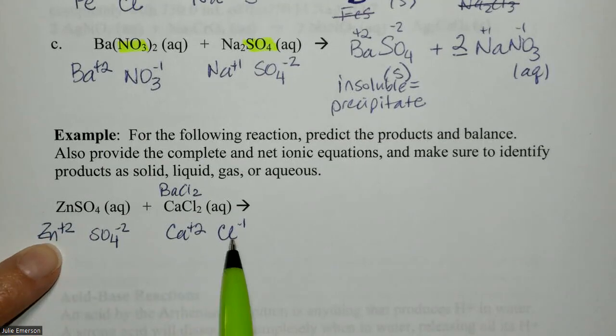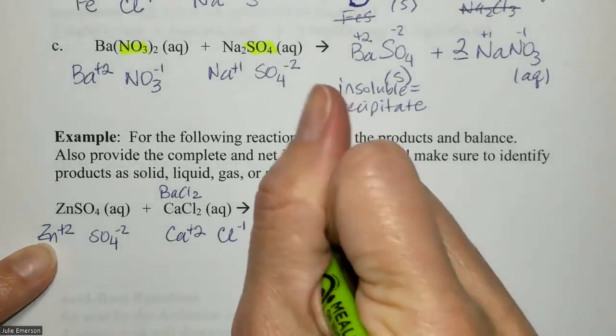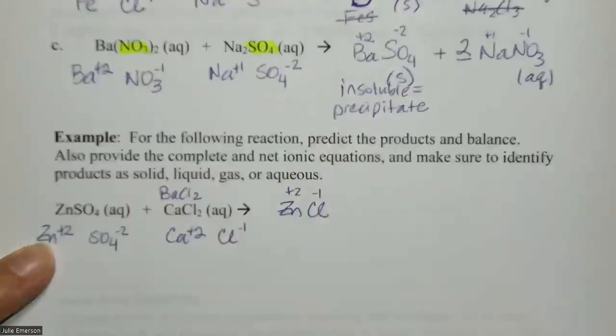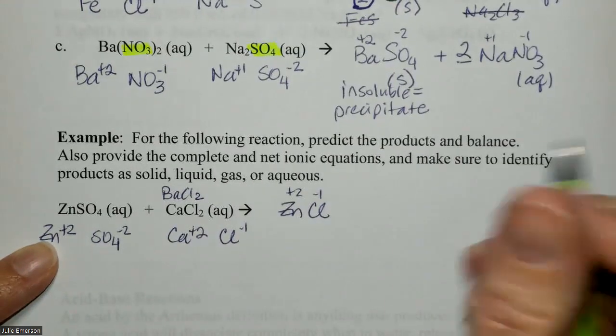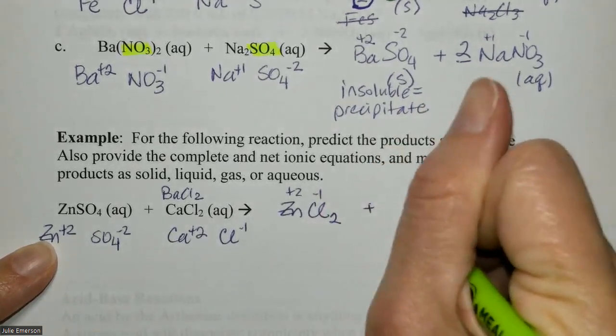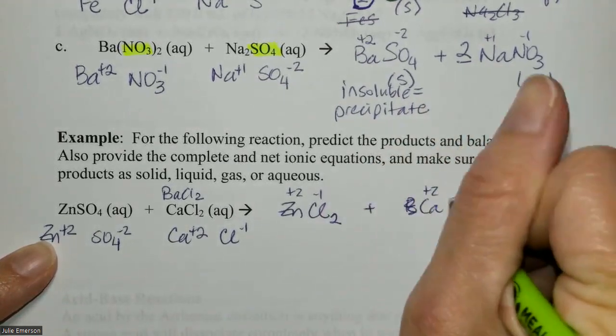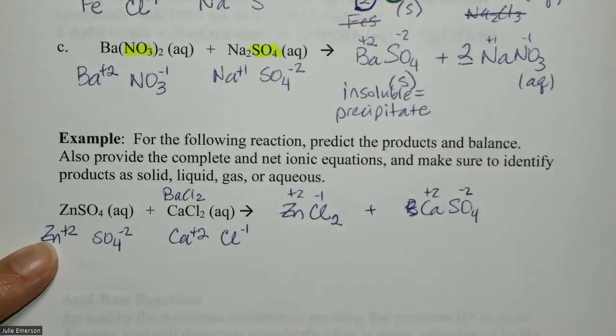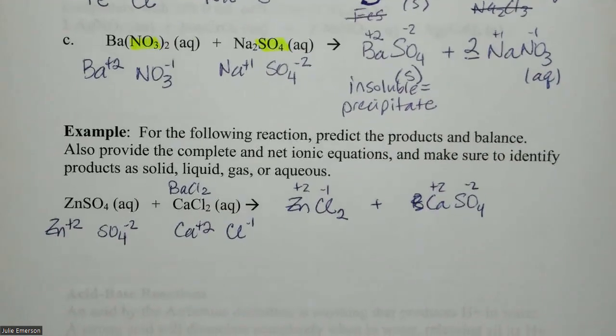All right, so we've got zinc partnering with chloride. And again, to get that charge balance, it should be ZnCl2. And then we'd have the calcium, +2, with sulfate, -2. All right, and those charges are balanced.